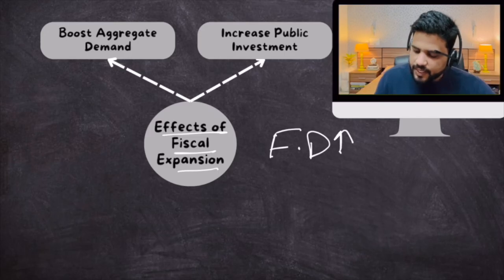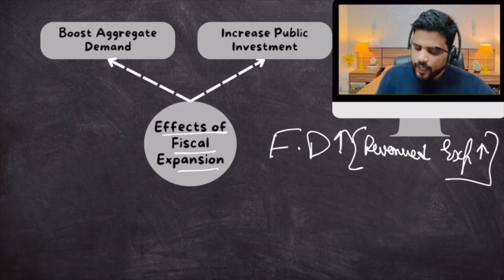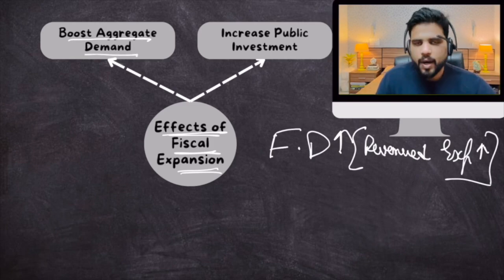Fiscal deficit increases. How does it increase? Well, you reduce your revenue and increase your expenditure. Okay. Now, what are the effects of fiscal expansion? Well, it boosts aggregate demand. Okay. It increases public investment.